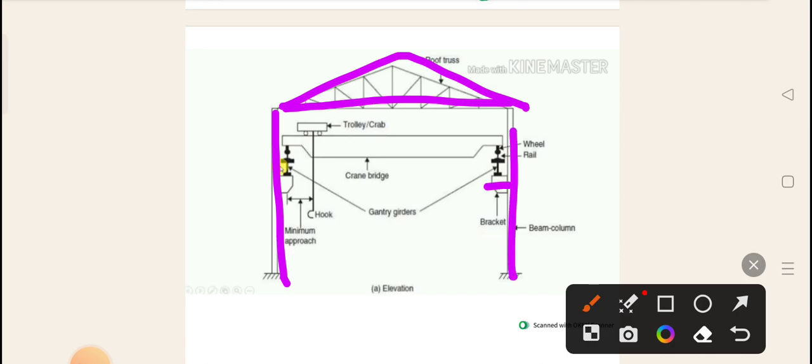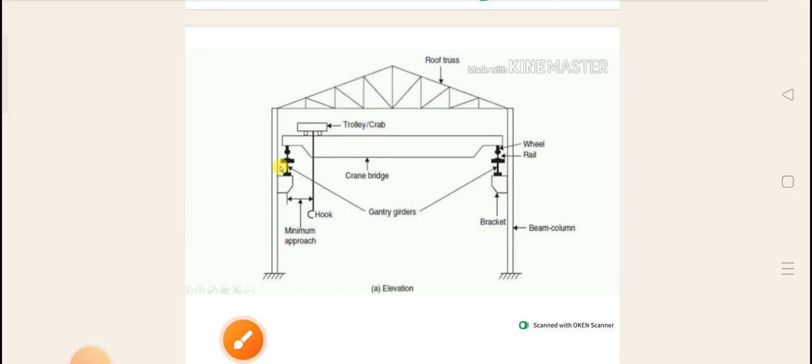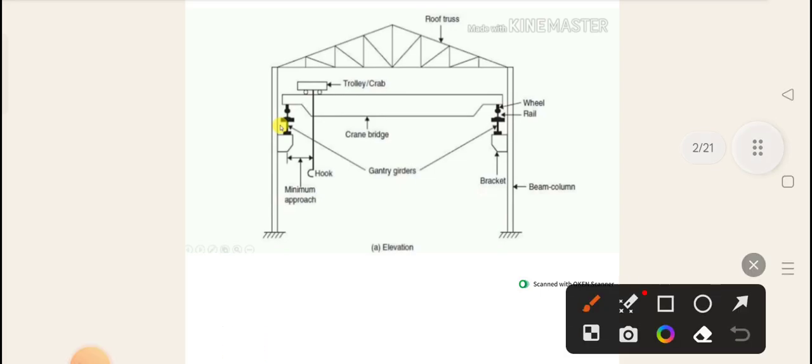Okay, and this is the bracket that is provided. This is the bracket. On that one, the gantry girder is resting. Above that one, what you are seeing is called the rail. On that rail, you are observing a wheel. So this one is called the crane bridge, or you can say crane girder.